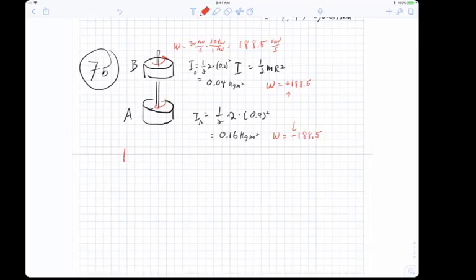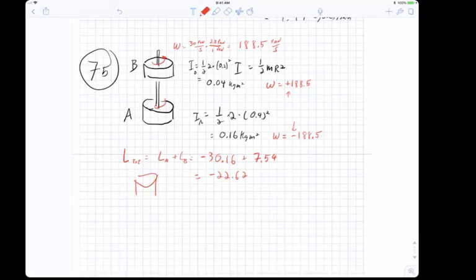So the total angular momentum is moment A plus moment B. Moment A is 188.5 times 0.16 minus 30.16, and moment B is 0.04 times 188.5, 7.54. So the total is going to be minus 22.62.